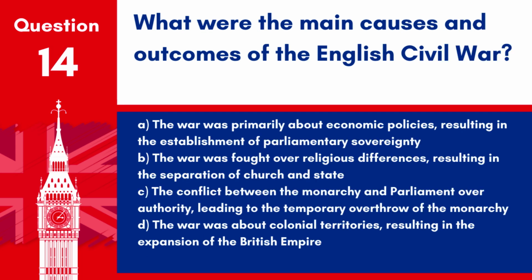Question 14. What were the main causes and outcomes of the English Civil War? A. The war was primarily about economic policies, resulting in the establishment of parliamentary sovereignty. B. The war was fought over religious differences, resulting in the separation of church and state. C. The conflict between the monarchy and parliament over authority, leading to the temporary overthrow of the monarchy. D. The war was about colonial territories, resulting in the expansion of the British Empire.